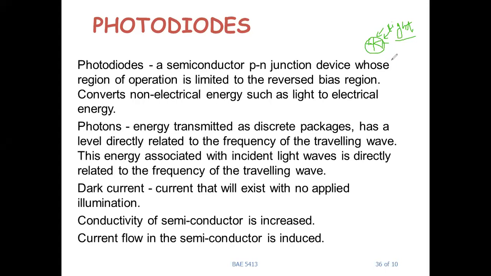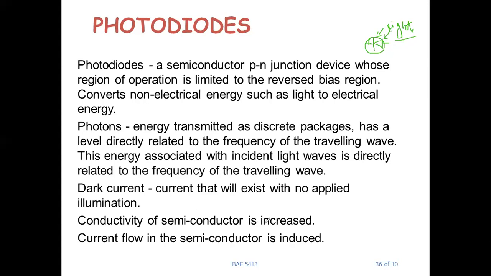So without any light, that area we are going to consider as the dark current area. Current will exist with no applied illumination. Without applying any light, some current exists in the diode. That is called dark current. We are going to consider that here.